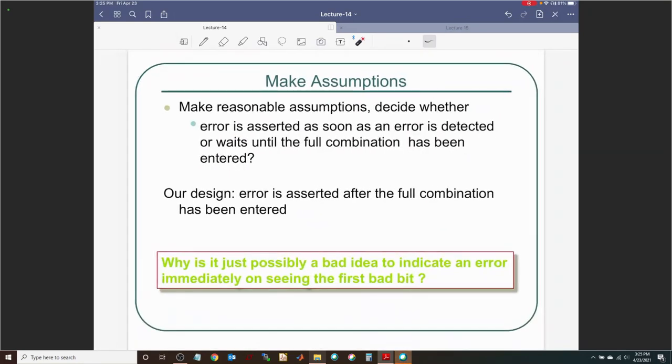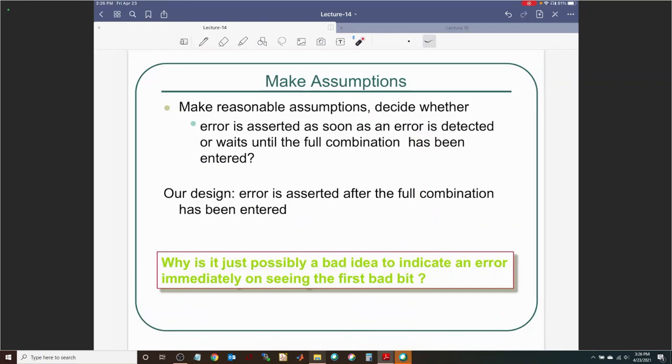So this could be sort of a short video, where you could talk about how bad combination lock designers can signal an error on every input bit. We don't need to talk about why it is a bad idea to indicate an error immediately, because I'm sure you get that.